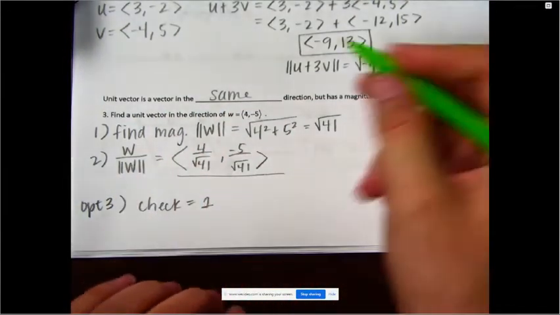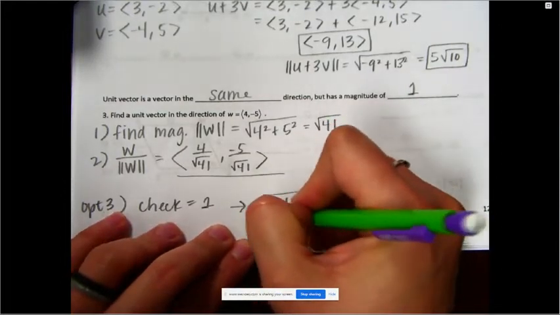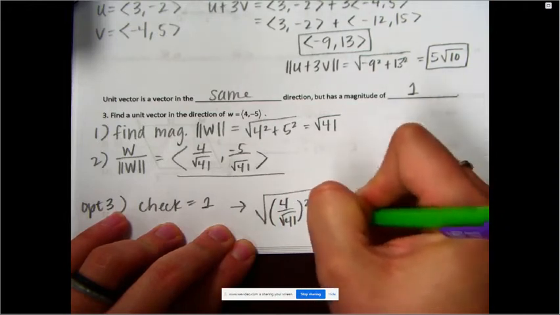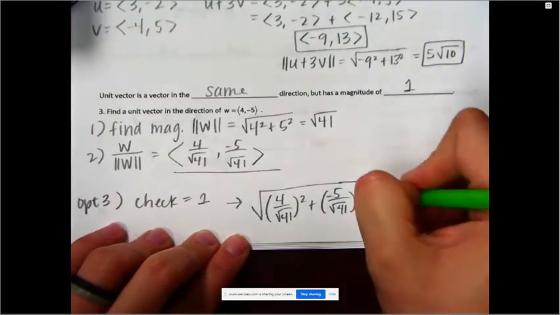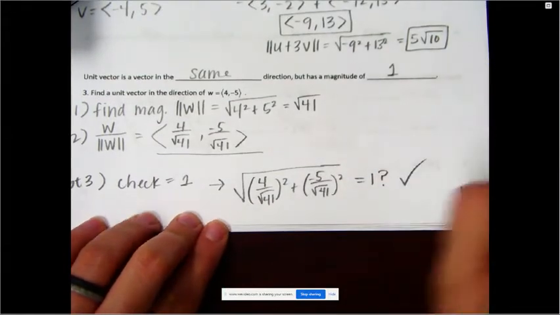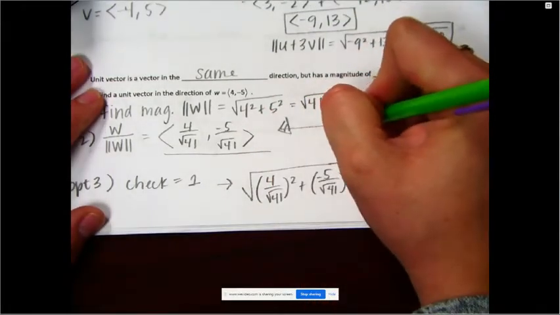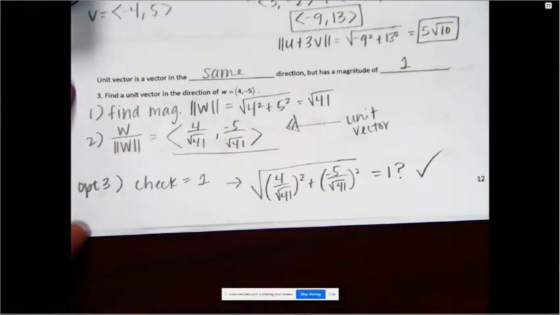So to check our magnitude, we take the square root of (4 over root 41) squared plus (negative 5 over root 41) squared. We type that in our calculator to see if it equals 1. And when you do, it does. So I know I found it correctly. So this is the unit vector for vector W. Okay, turn the page. A couple more things we want to see with algebra.